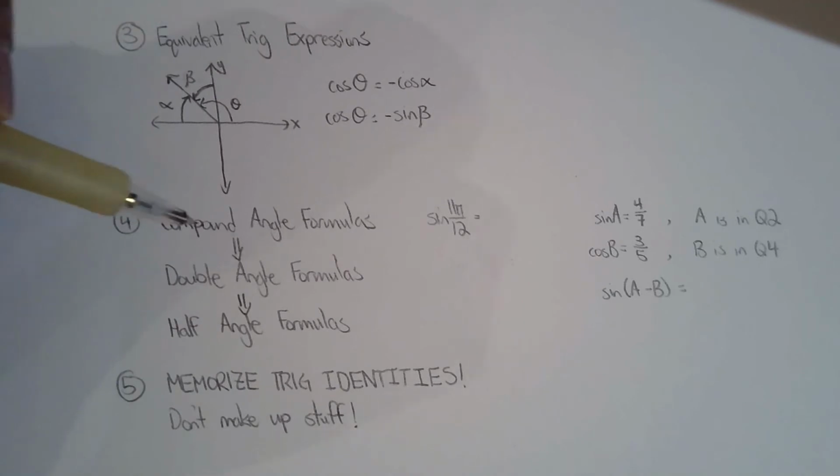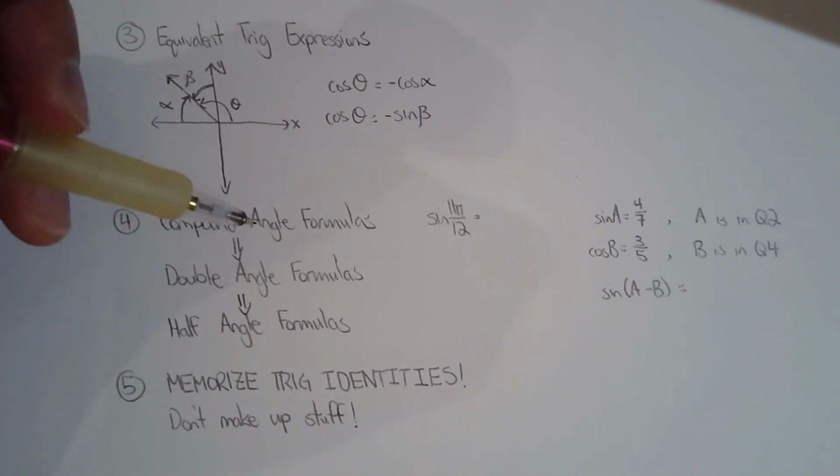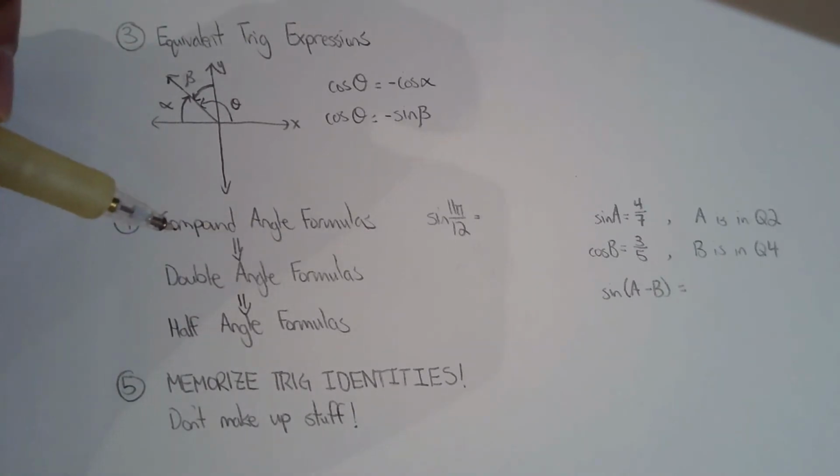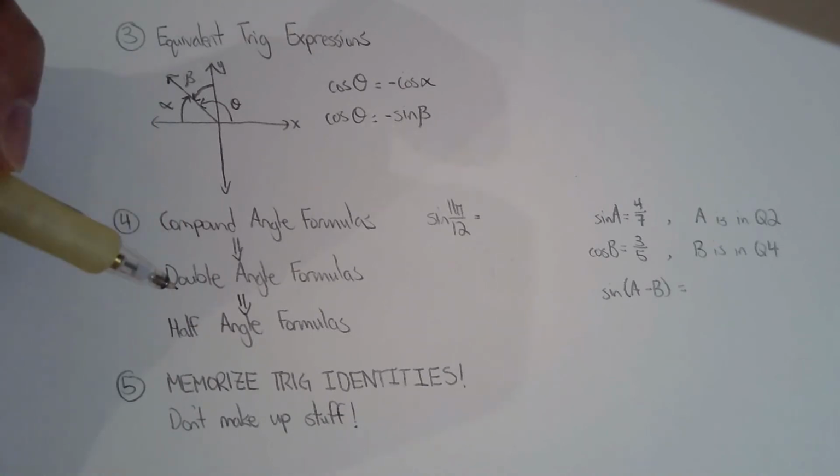So compound angle formulas, you have to memorize all of them. I won't go over them all. But you have to memorize the addition and subtraction formula for sine, cos, and tan. And of course, the double angle formula for sine, cos, and tan. Be careful, for cosine there are 3 different versions.